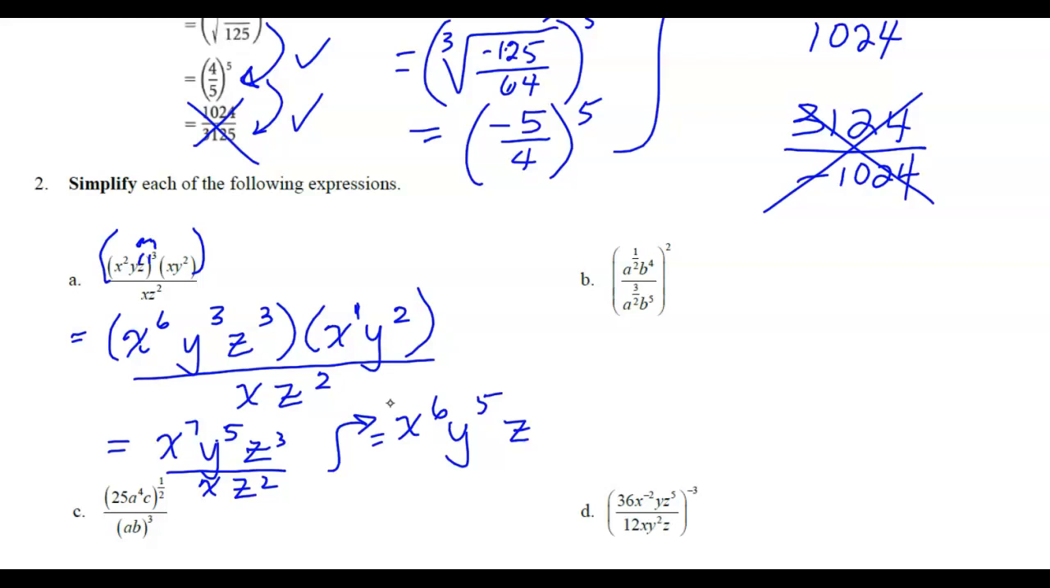Now, if you wanted to do it all in one step after the power of the power, you can see that you'd be going x to the 6 times x to the 1 divided by x to the 1. So that's just x to the 6. Y cubed times y squared stays. Z squared cubed divided by z squared you could do right away. So you don't have to show this step here.